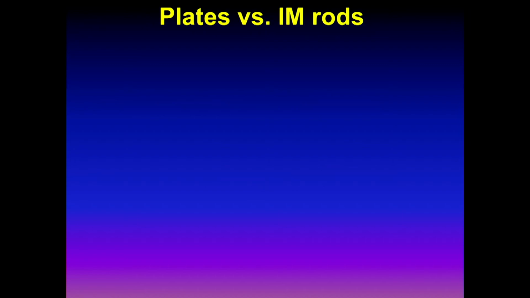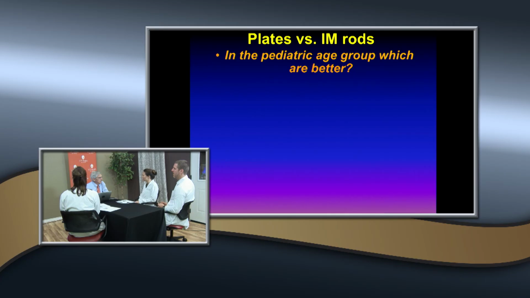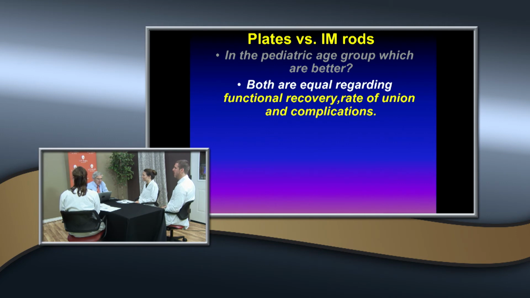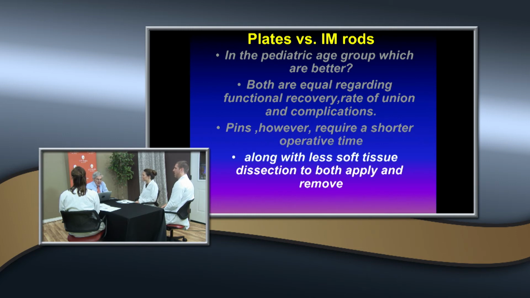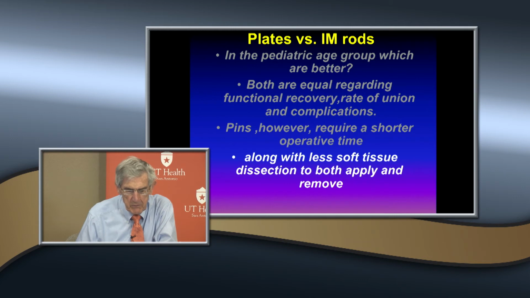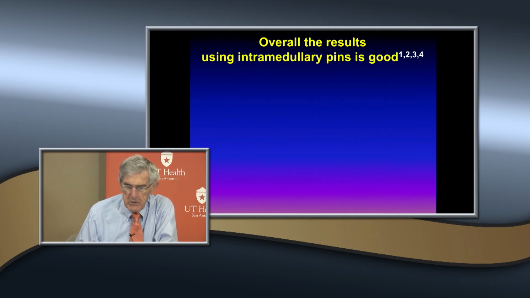There are other indications, certainly if it's comminuted, or it's an older and larger child. Now, they've done studies in the younger children with plates and IM rods. Which is better? I think the rods are better. The rods are better. Really? Well, both are equal regarding functional recovery, rate of union, and complications. However, you can put the pins in with a shorter operative time. You don't have to make as big an incision and there's less soft tissue dissection to apply and remove them. So the pins are probably a little more advantageous because you can put them in quicker and you don't have to do as much surgical intervention.